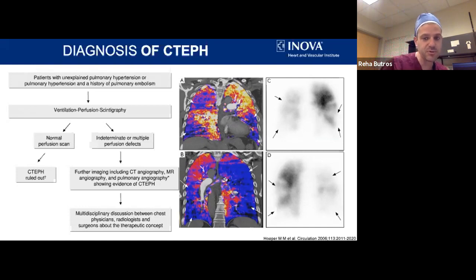And then we proceed with a right heart catheterization, and we look at the vessels in more detail, more of the distal vessels, as opposed to more central vessels with the CT scan. And then we have a multidisciplinary team, and then we decide on the best treatment option.